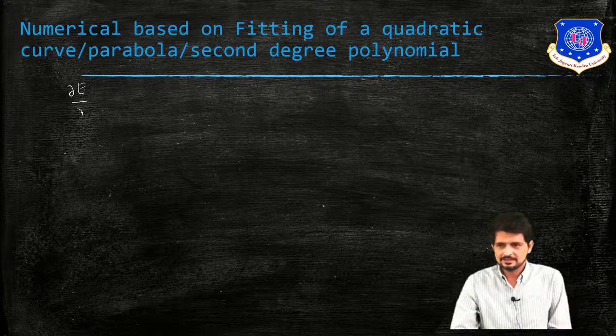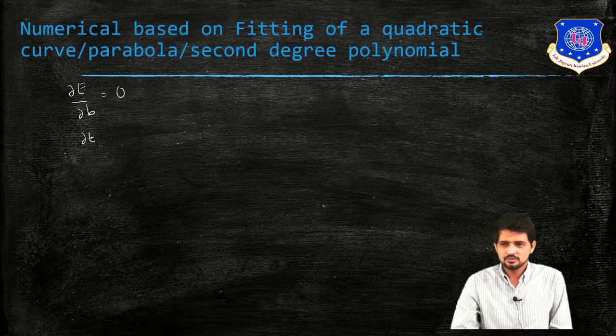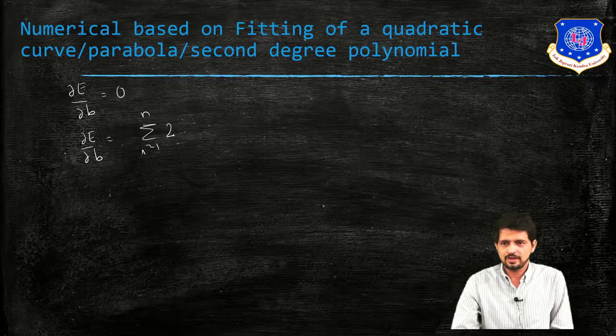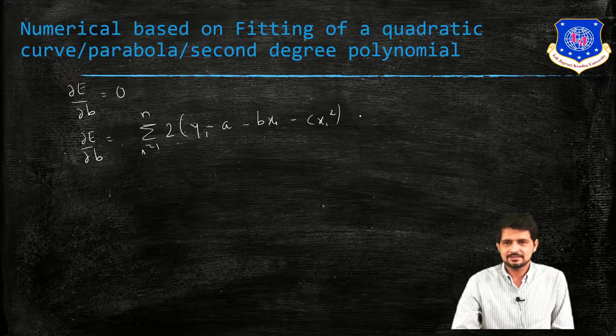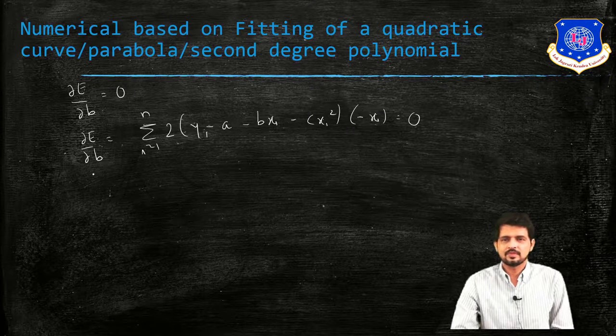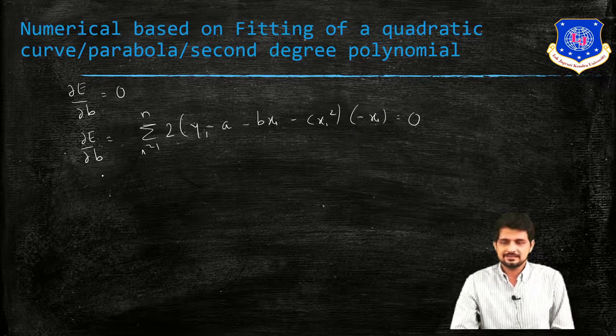Now let us take the second condition, del E upon del B equal to 0. So what will be my del E upon del B? My del E upon del B will be sigma i from 1 to n, 2 into yi minus a minus b into xi minus c into xi square, into minus xi, equals 0. Okay. Let us neglect the constants.